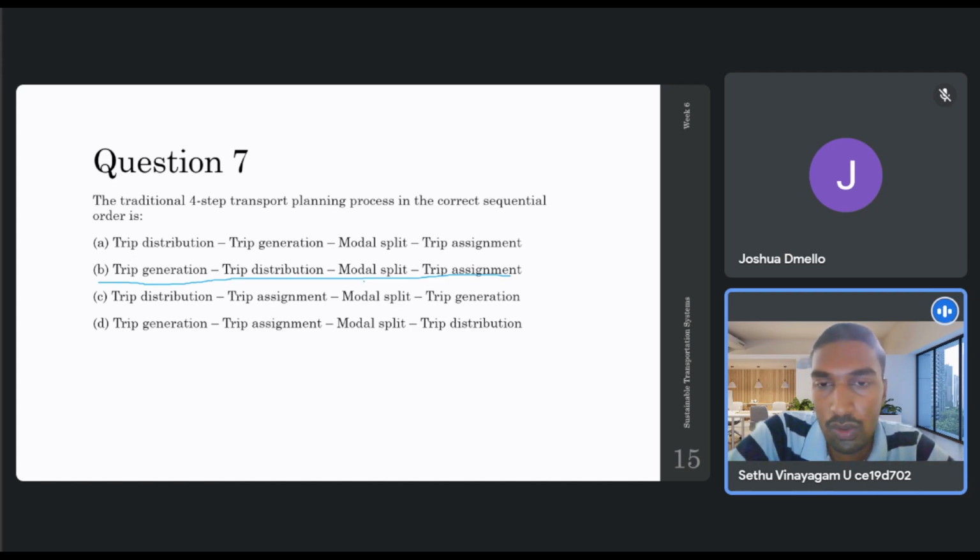At the end, we will know the volume of traffic on the different links of the network, right? So that is the ultimate goal. Therefore, the right sequence is B: generation, distribution, modal split, and trip assignment.